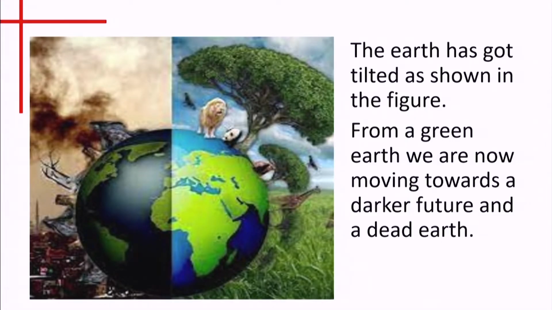We are not just using the resources, we are in fact stealing a lot from the planet Earth while not compensating for what we are swindling. Mankind is causing more damage than ever to the planet Earth and to the environment. The Earth has got tilted as shown in the figure. From a green Earth, we are now moving towards a darker future and a dead Earth.